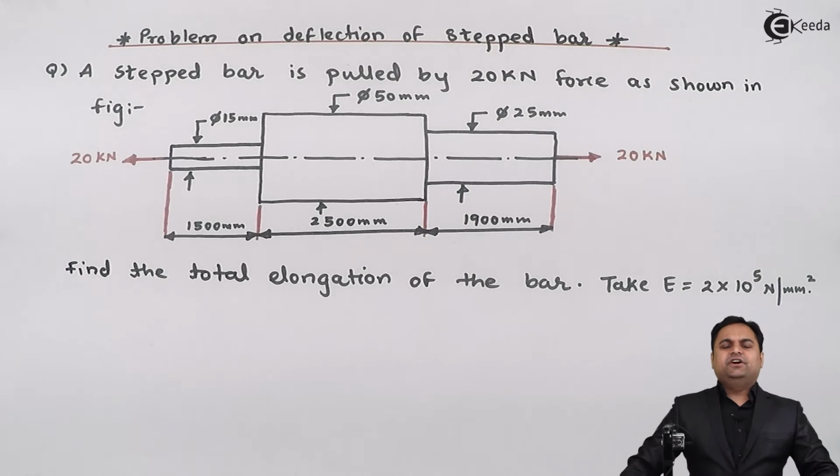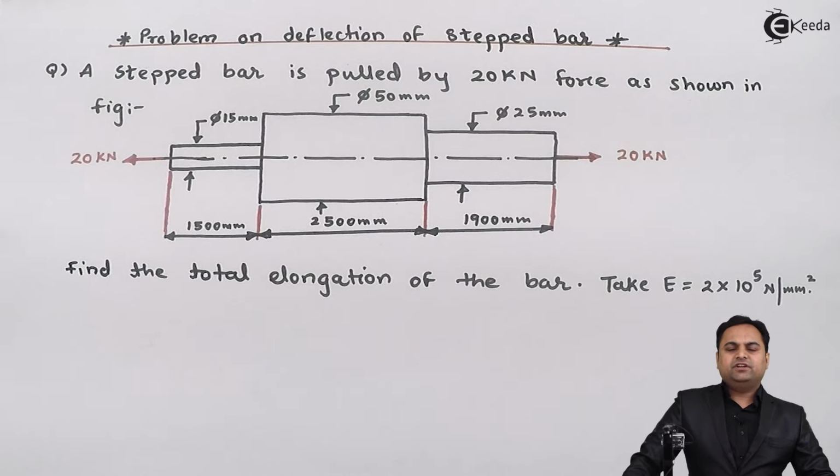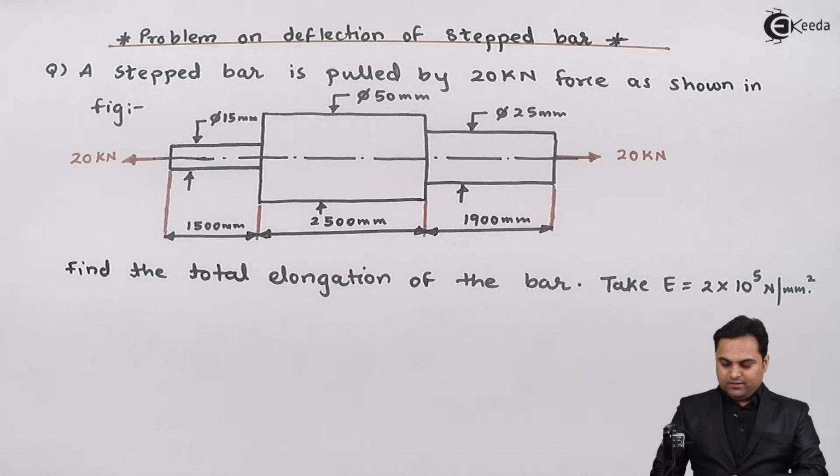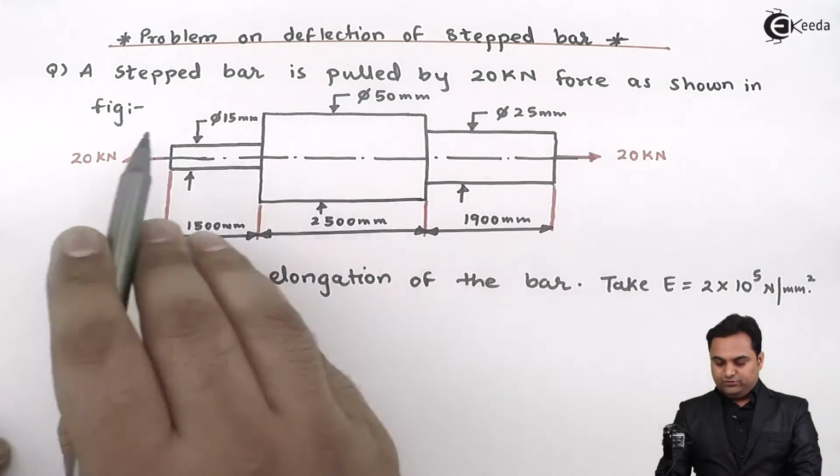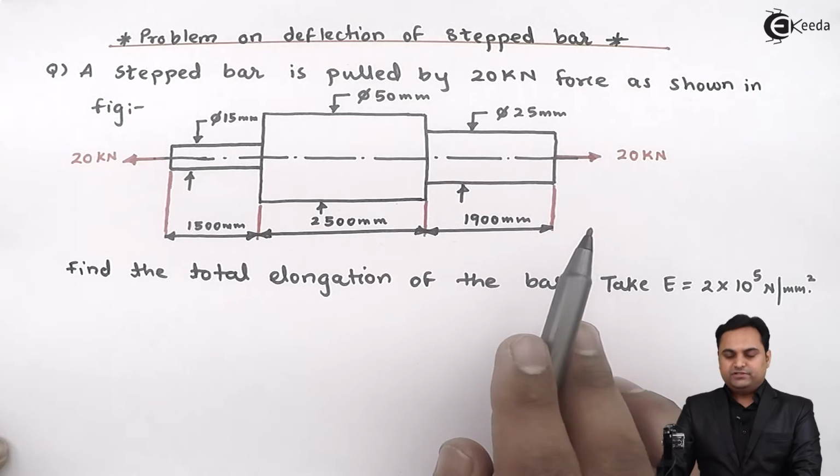Hello friends, here in this video we are going to see a problem on deflection of a stepped bar, and for that here we have a question. A stepped bar is pulled by 20 kilonewton force as shown in figure. The diagram is given to us.